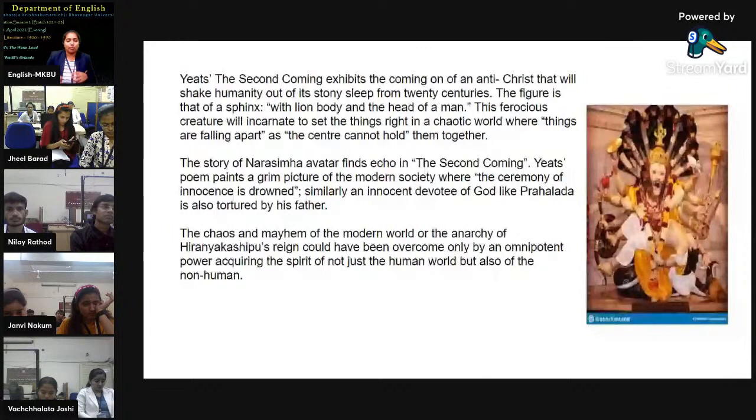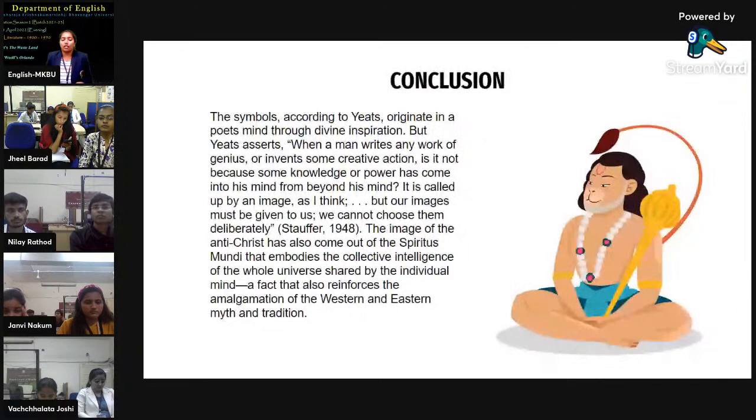Conclusion: the symbol, according to Yeats, originated in the poet's mind through a divine inspiration. When a man writes any work of genius, invents some creative action, is it not because some knowledge or power has come into his mind from beyond his mind? It's called up by an image, as I think, but our images must be given to us. We cannot choose them deliberately.